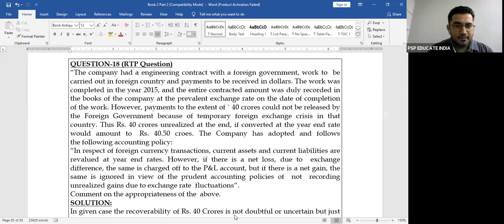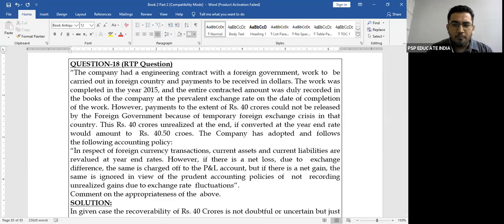Pay attention. It says the company has an engineering contract with a foreign government. Work will be carried out in the foreign country and payment will also be received in dollars. The work was completed in the year 2015 and the entire contract amount was duly recorded in the books at the prevailing exchange rate on the date of completion. Important part begins here. Payment to the extent of rupees 40 crores could not be released by the foreign government due to a temporary foreign exchange crisis in that country.